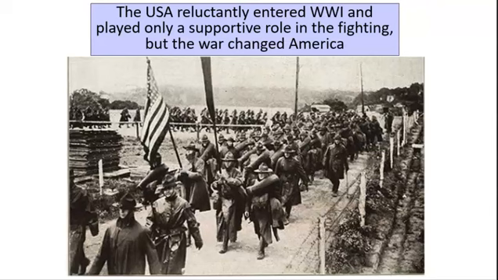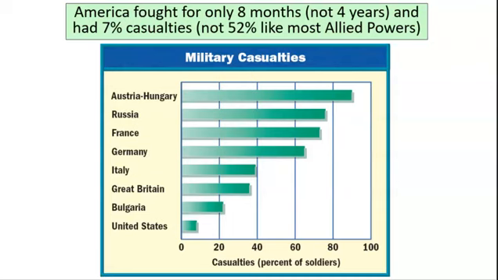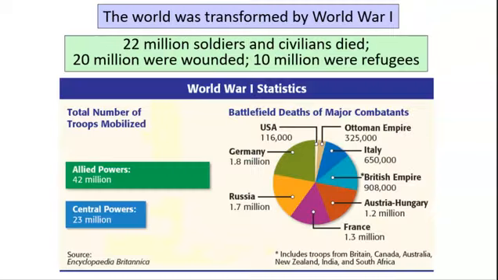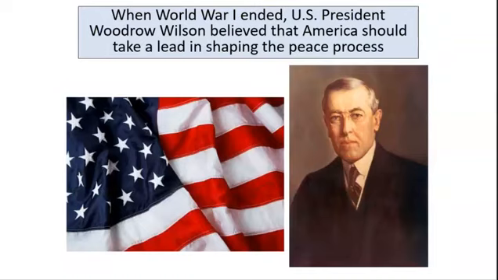Now, the United States and U.S. soldiers are going to reluctantly enter World War I. And we really, for the most part, only play a supportive role in the fighting. But it's going to change America in many ways. Huge number of casualties, all right? And the world is transformed. There's 22 million people dead, 20 million people wounded. There's 10 million refugees. But the next really big thing for you to know is what happens after the war.